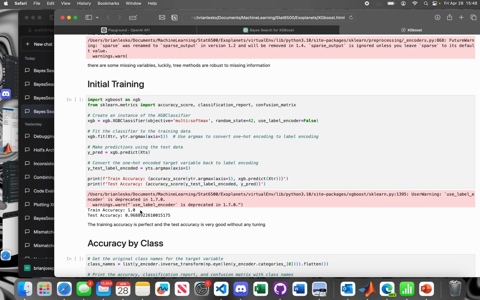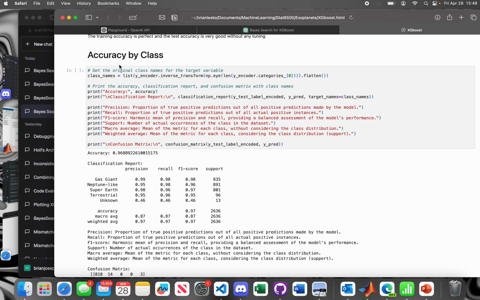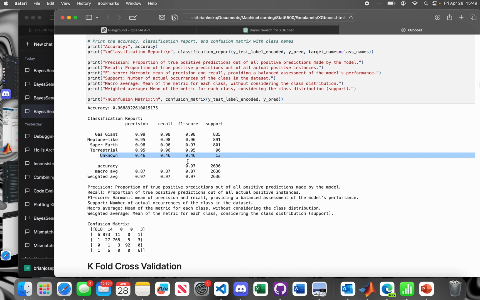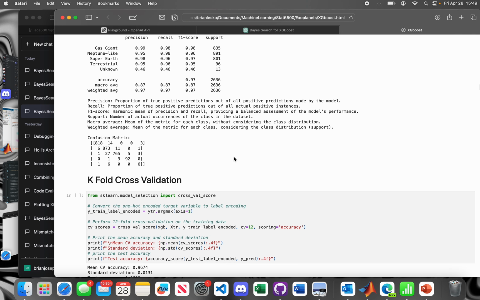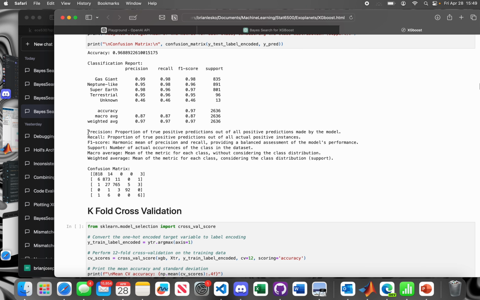I think it's worth noting that this is a multi-class classification problem, so it is a little different than regression, which I also tested out in the process of this project. Being that it's multi-class, I wanted to look at the accuracy by each class, and I can see that gas giants is the most accurate, with terrestrial being one of the least accurate. One thing worth noting is that there is an unknown category, and this may limit the results of our machine learning techniques. I also quickly review the different aspects of a classification report.